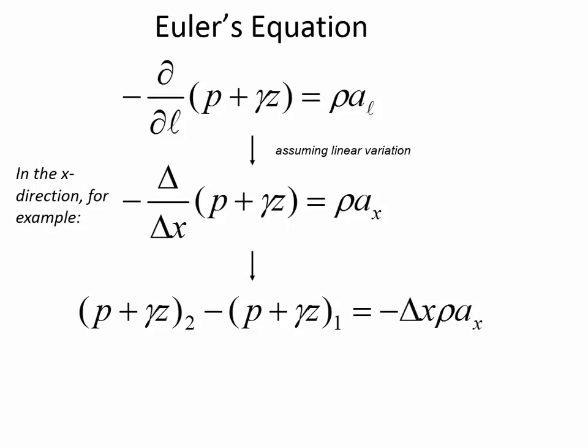And so here now I've broken this up into saying, instead of a change in pressure plus gamma Z, let's look at the piezometric pressure at 2 and the piezometric pressure at 1, where those are 2 different locations that we're going to be comparing how the pressure plus gamma Z has been affected by the acceleration of the fluid. You also notice that the density of the fluid is a part of Euler's equation, because the more dense the fluid, the greater the effect will be when that fluid is accelerated.